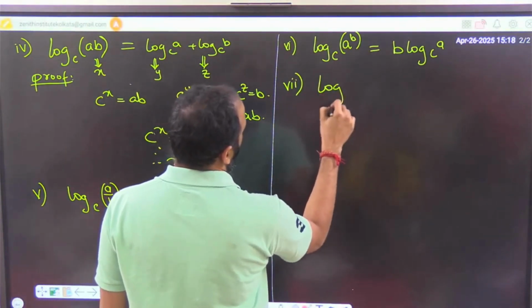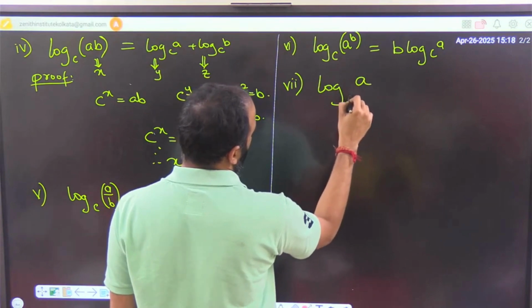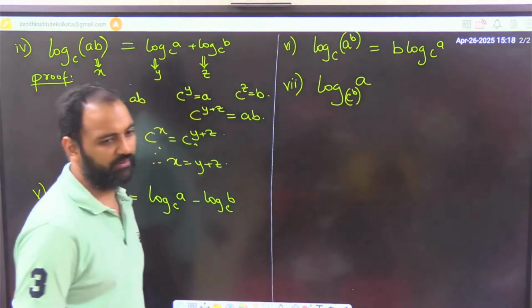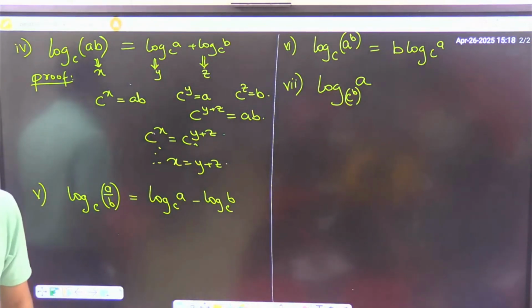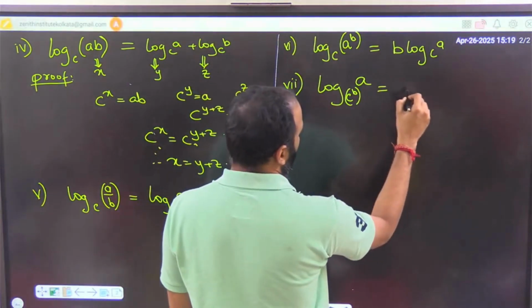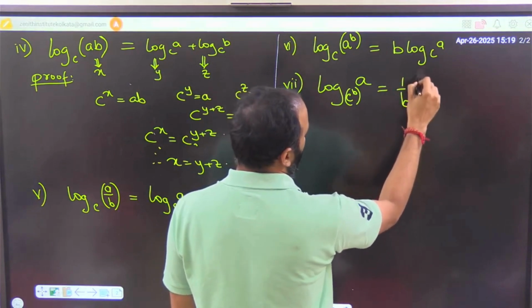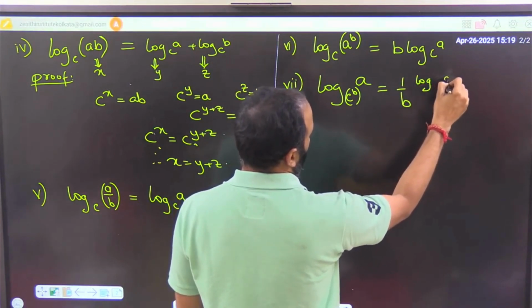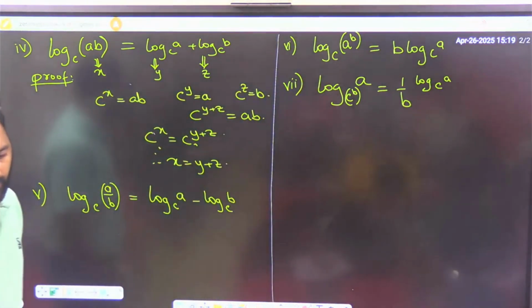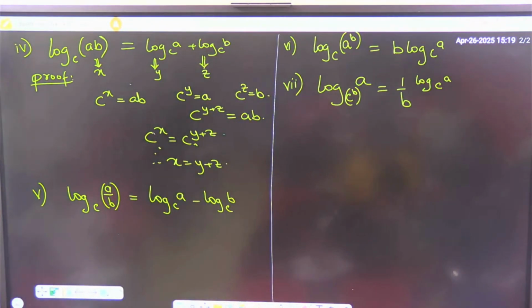Okay. If we have a log a and the base is raised to a power, the power of the base will come out in the denominator. The power of the base comes out in the denominator.